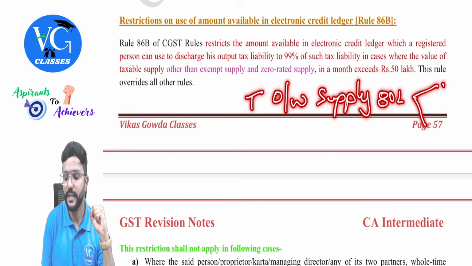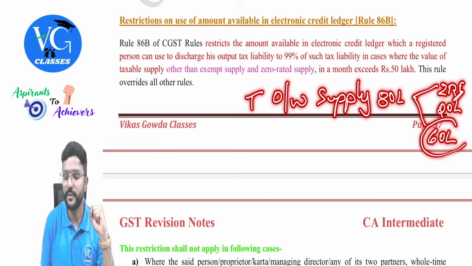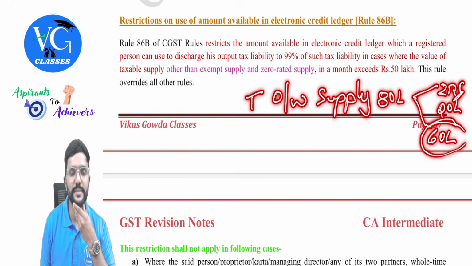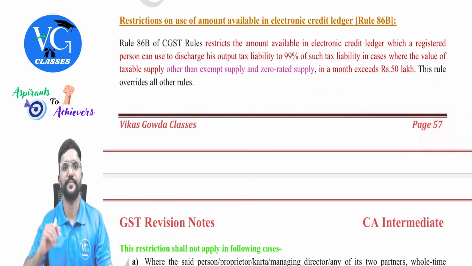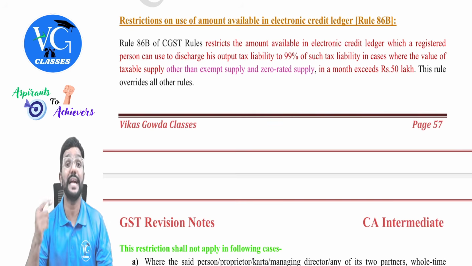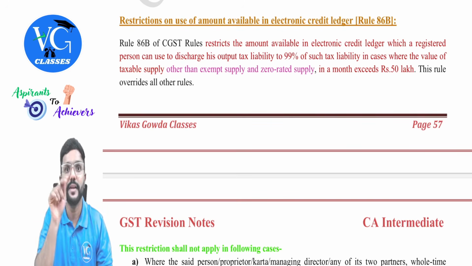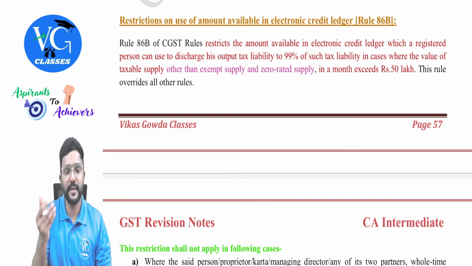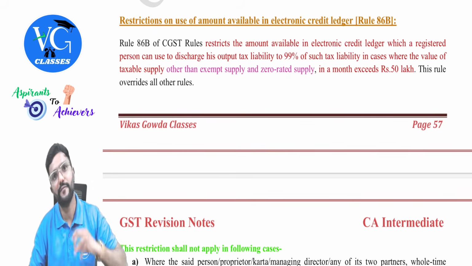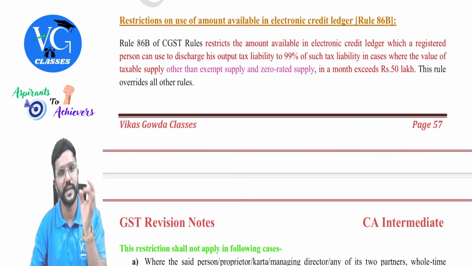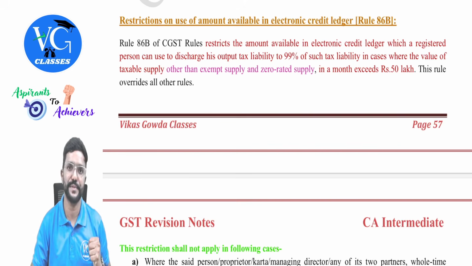In that, zero rated supply is assumed 20 lakh and others is 60 lakh. So I need to take only this. So 60 lakh is more than 50 lakh. Is rule 86B applicable for me? Yes, applicable. That is only if your domestic supply, which is taxable, is more than 50 lakh in a month, not in a year, in a month. And just because it is applicable in 1 month, will it be applicable for all other months also? No, for each and every month, we need to check it separately, guys.